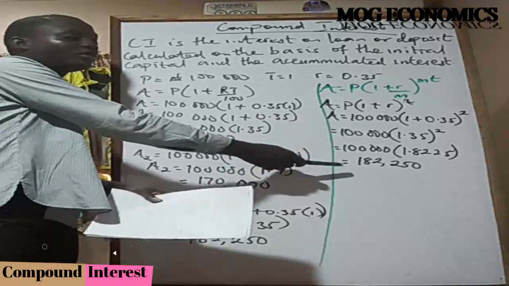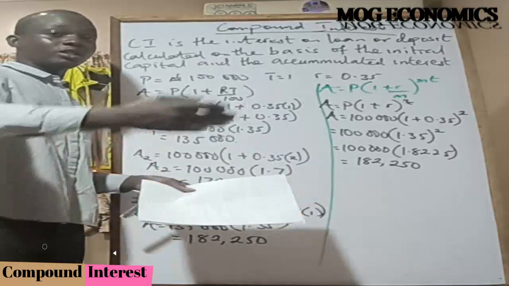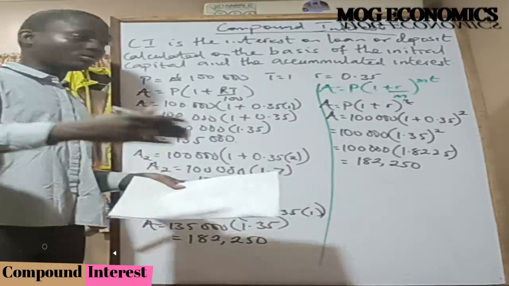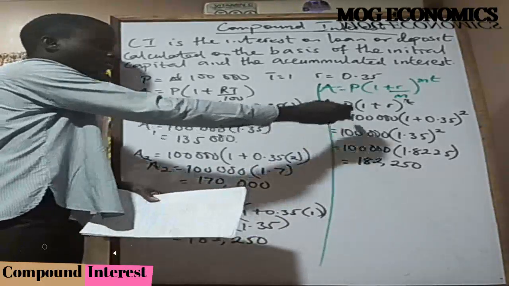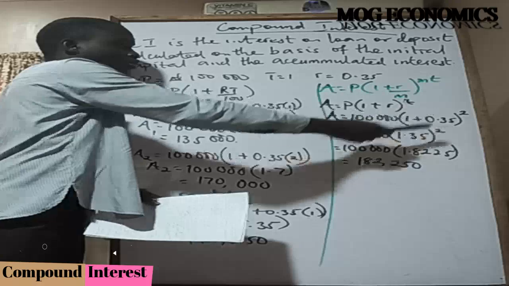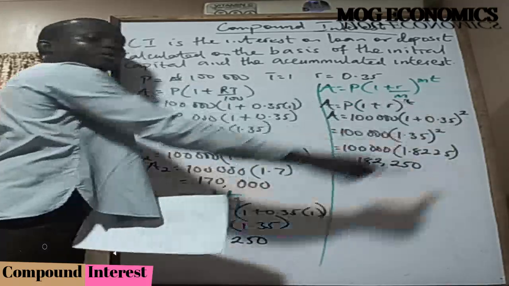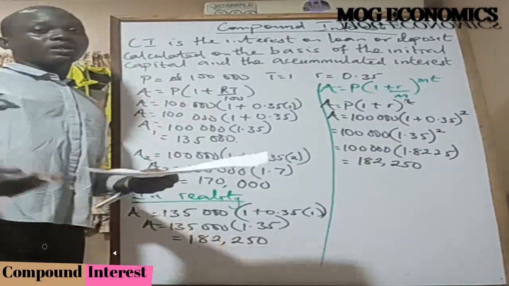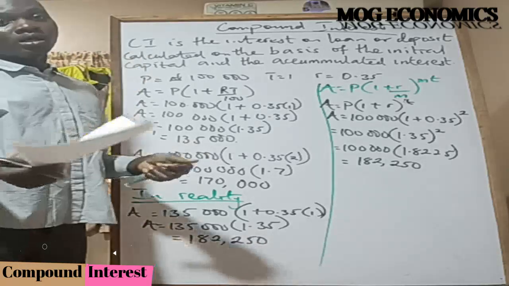Just have this formula. This is like a geometric, or exponential, expansion. You just keep changing the time here, and it takes you straight to the final answer. So that's that about that.